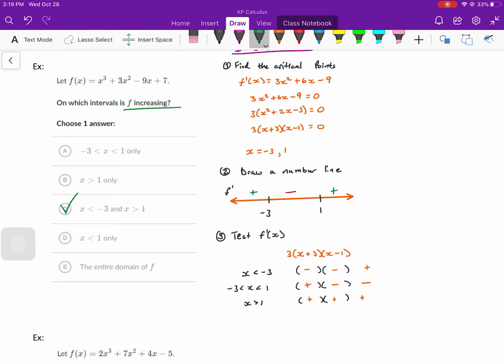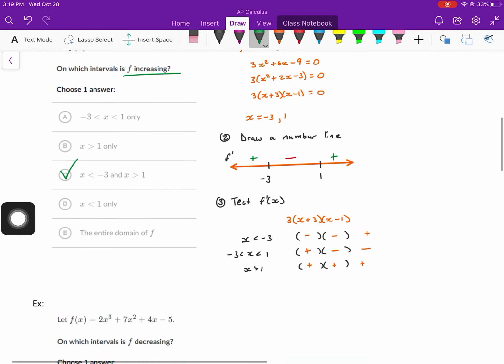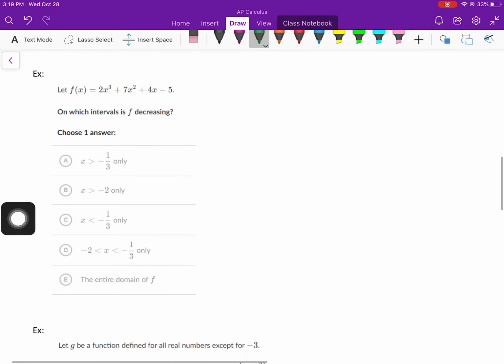By the way, when you do free response on the AP test, that's your reasoning. That's all you have to put. When they say explain why f is increasing, you just have to say f is increasing when x is less than -3 and x is greater than 1. Why? Because f prime is positive. That's it. That's all you got to say. You don't have to get all fancy with it.